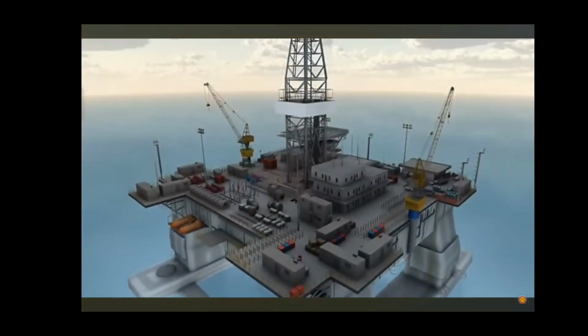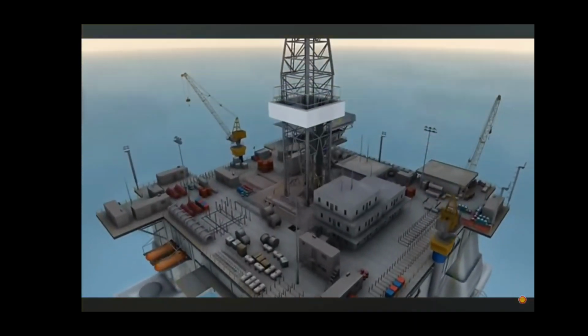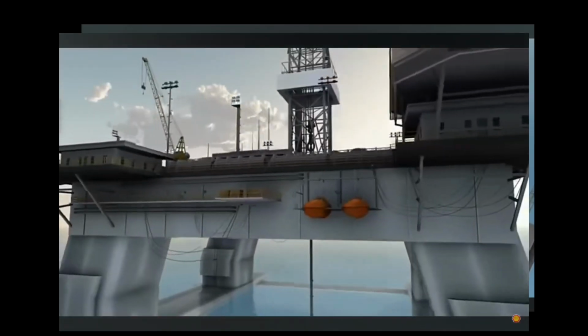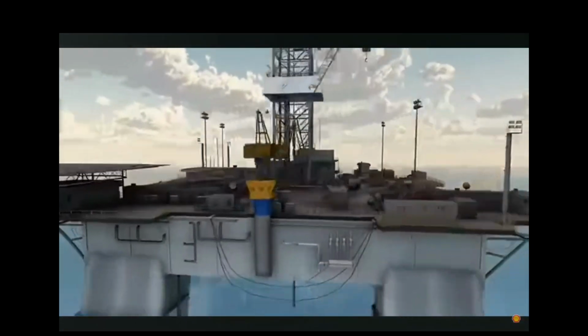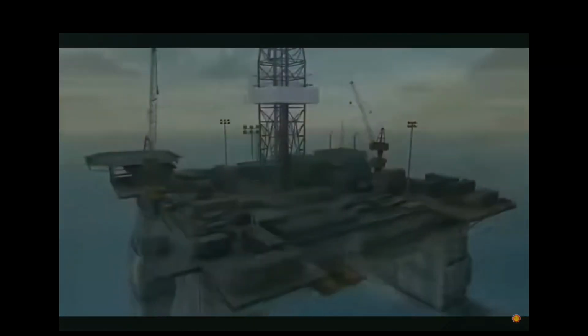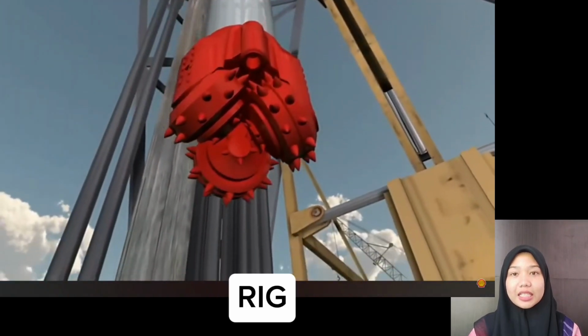Drilling wells is one of the most important activities in the process of finding hydrocarbon reservoirs and producing oil and gas from these reservoirs to meet our energy needs. Today I will explain the basics of how offshore deep water wells are drilled, including explanations and visuals of important components and processes. So the first is the rig.